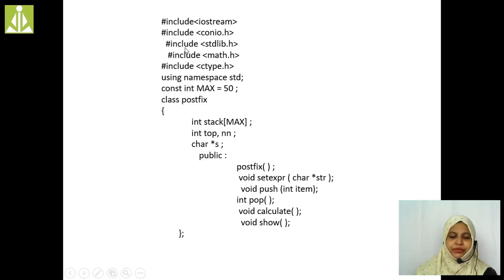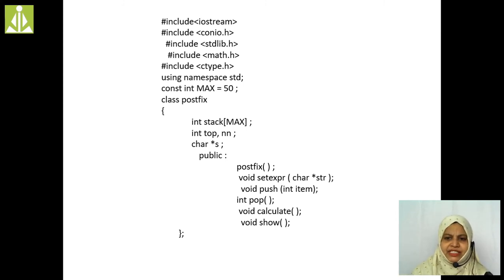Here I am going to use #include <iostream.h>, #include <conio.h>. Here I am going to use the math library file, math.h. Here we are going to use plus, minus, star, divide symbols, that's the reason we are going to take this math.h header file. #include <ctype.h> header file is there. So here we are going to use all these header files in our program.